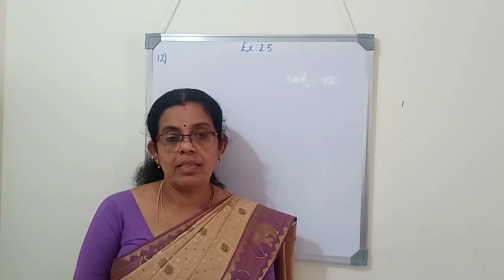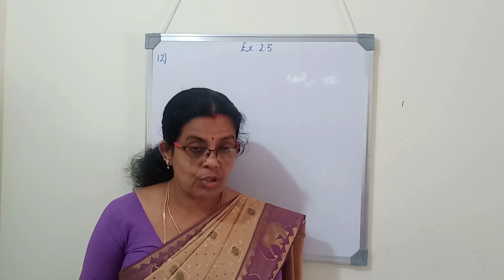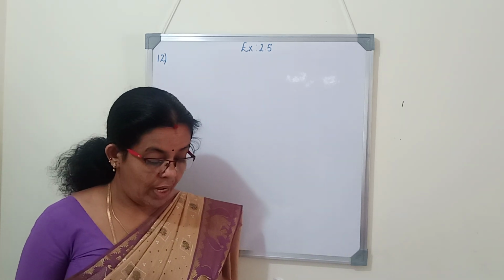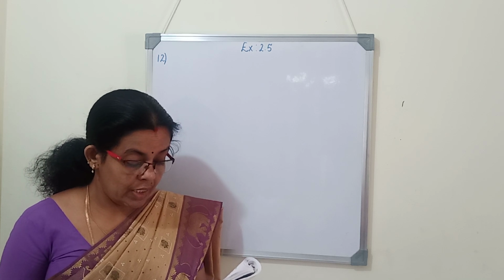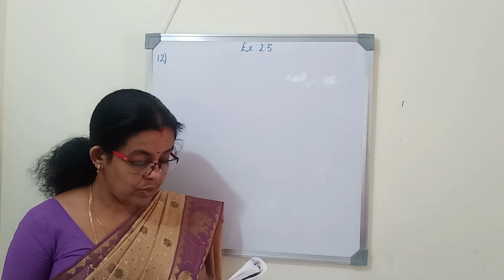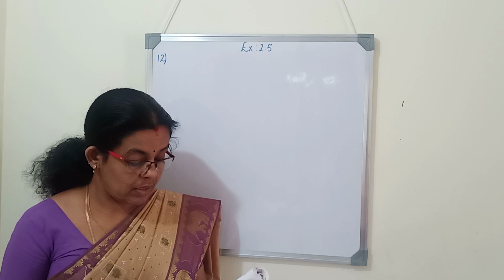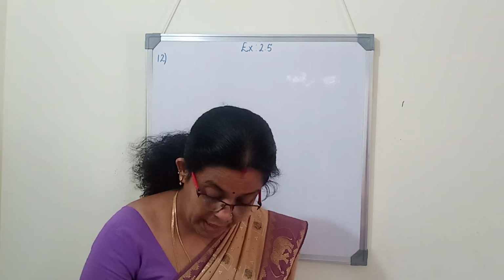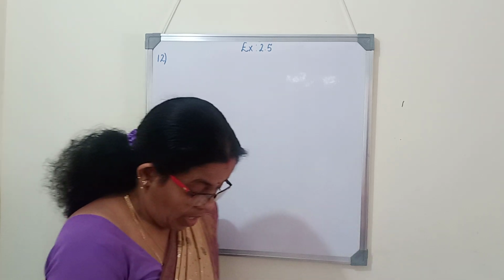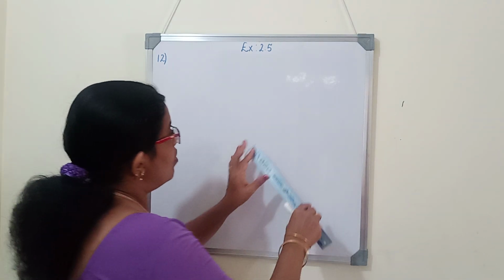We'll continue with the same exercise. Question number 12. Two poles of height 6 meter and 11 meter stand on a plain ground. If the distance between the feet of the poles is 12 meter, find the distance between the tops. So two poles of height 6 meter and 11 meter stand on a plain ground.